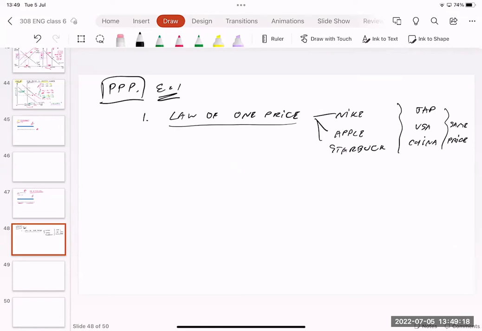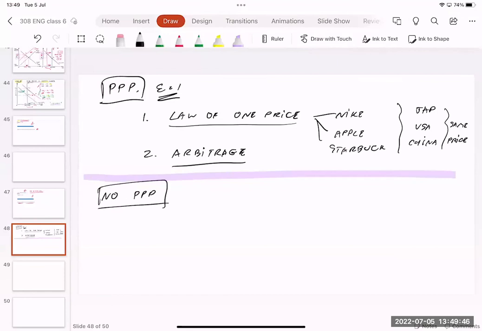The second factor is that for some products the price may not be the same, so there is an activity called arbitrage. Arbitrage is about buying the product from the cheap country and selling it to the expensive country. I'm going to give you more detail on this on the next slide. They also have some reasons that PPP shouldn't happen, so the real exchange rate shouldn't be equal to 1.